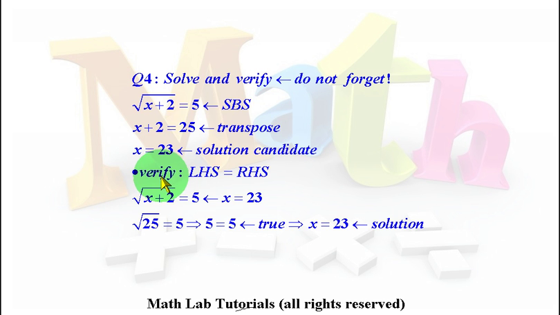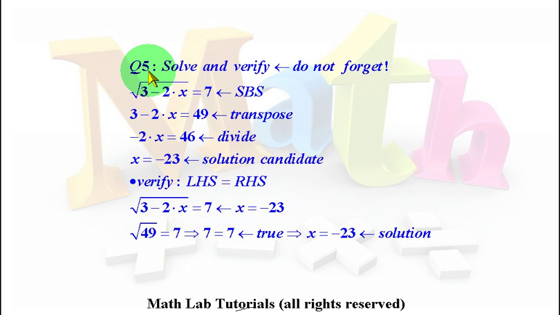And now we need to verify the candidate. We put left-hand side equals right-hand side. Again, that's just the original equation. And it's always the original equation that needs to be verified, by the way. I hope you're clear on that. So there's the original equation right there. We substitute in x equals 23. On the left, we get the square root of 25. On the right, we get 5. On the left, we get 5. On the right, we get 5. Of course, this is a true statement. Therefore, x equals 23 is, in fact, the solution. Very simple.